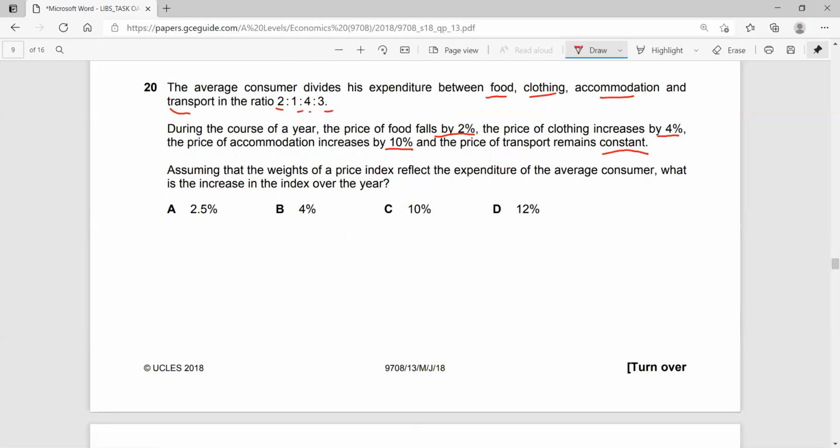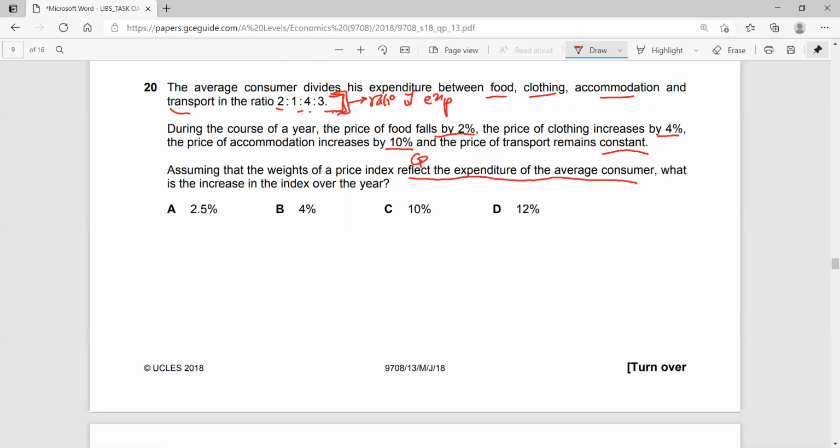Assuming that the weights of a price index, these are the weights, because they reflect the expenditure of the average consumer. This is essentially the ratio of expenditure. What they're saying is that the weights used in inflation calculation are representing or reflecting the ratio of expenditure. What is the increase in the index over the year?